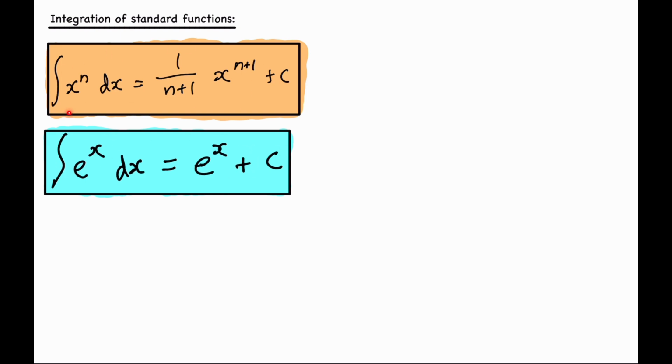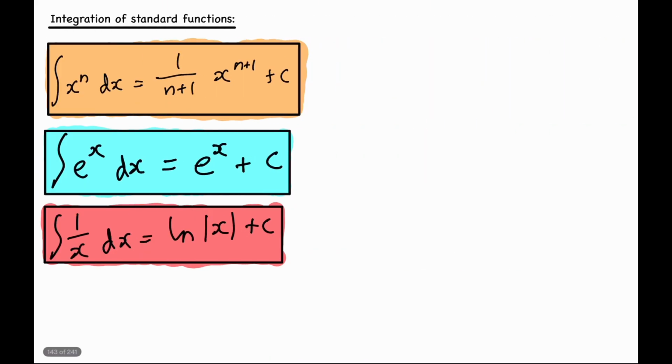We've done this with the simple algebraic functions where you increase the power and divide by the new power, and then always add your plus c. And when you have 1 over x, for example, this would be the same as x to the minus 1. But because we're increasing the power, you would get x to the 0. But actually, when you integrate it, you'll get ln x. And this is a modulus sign for everything inside the ln function, because you can't take the ln of a negative number. And remember to add your plus c.